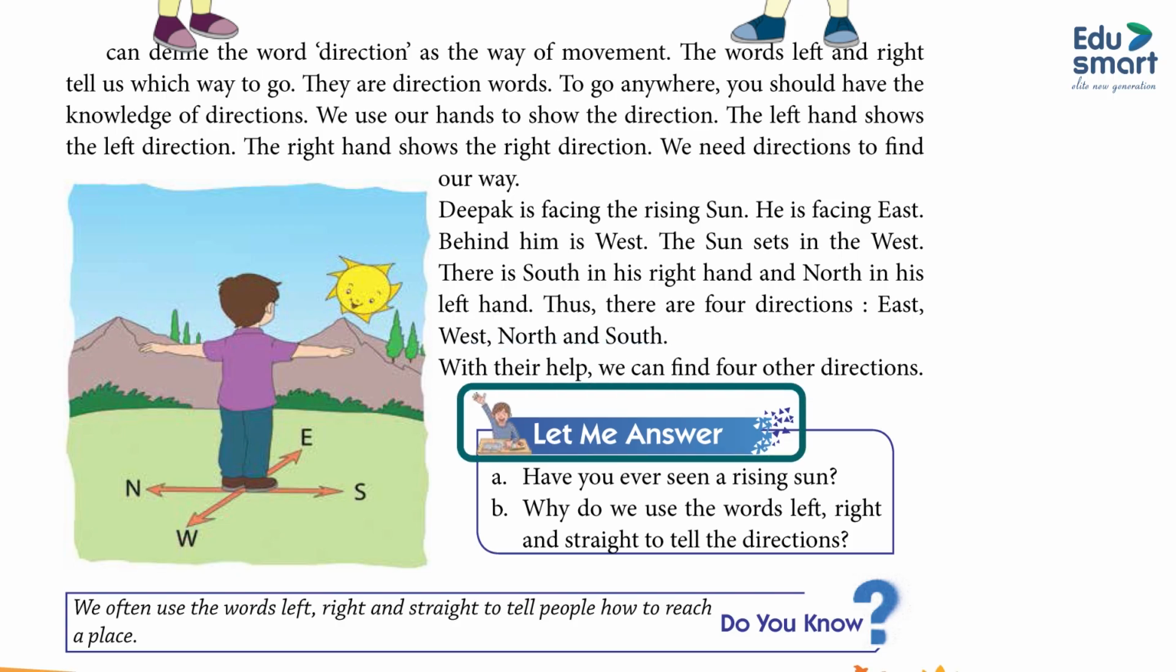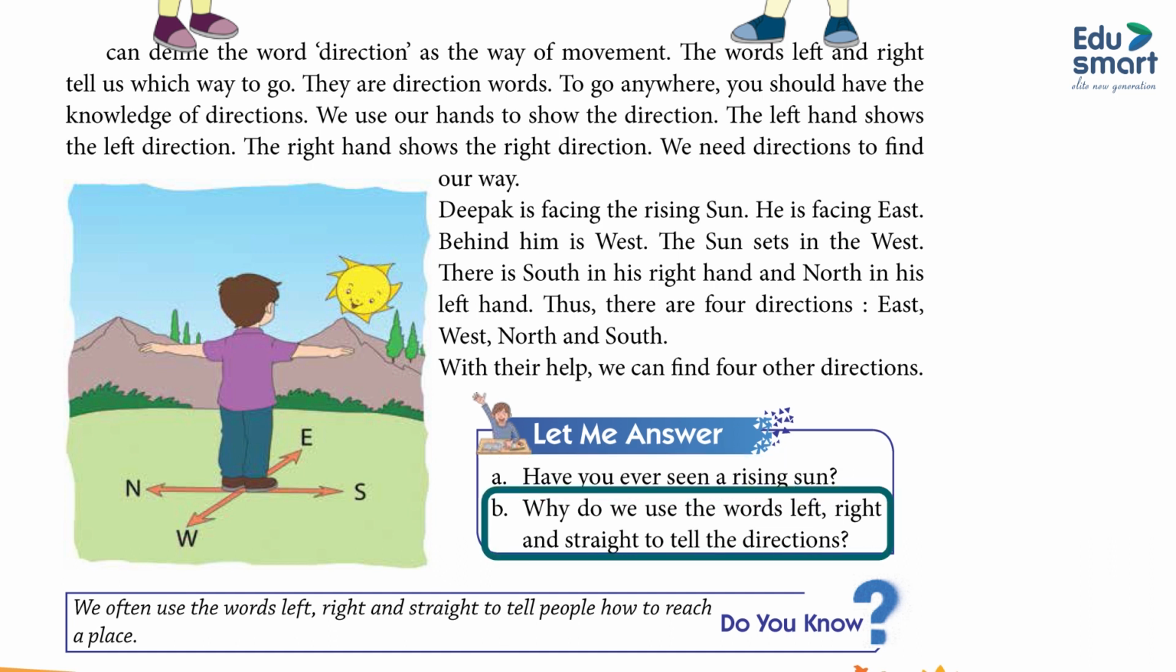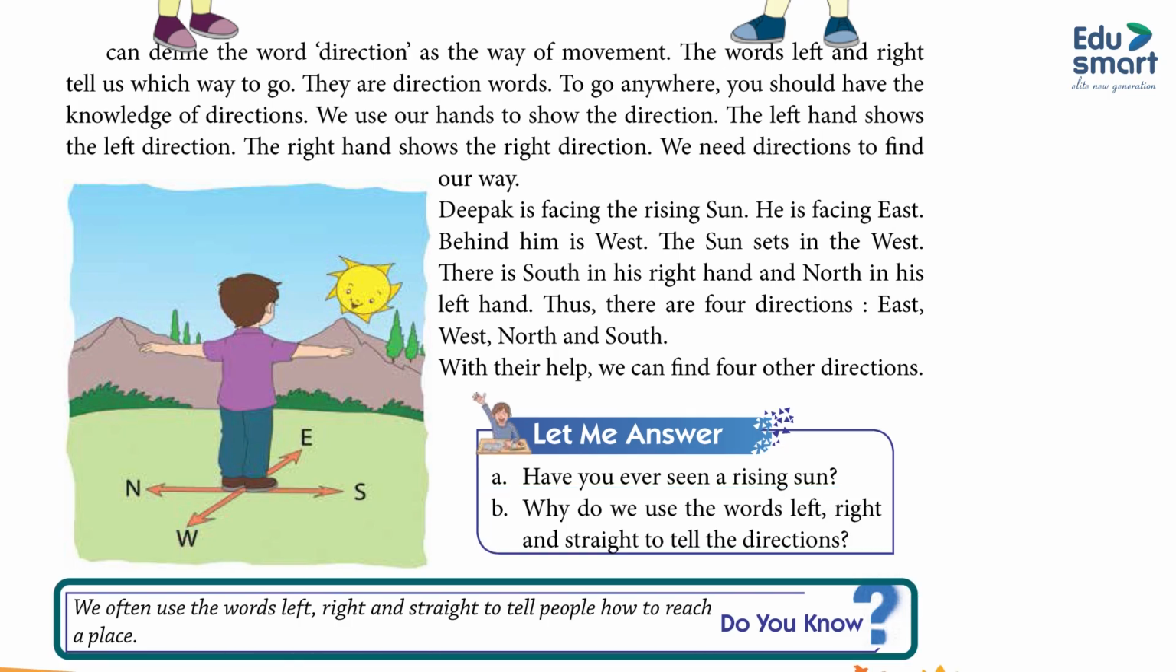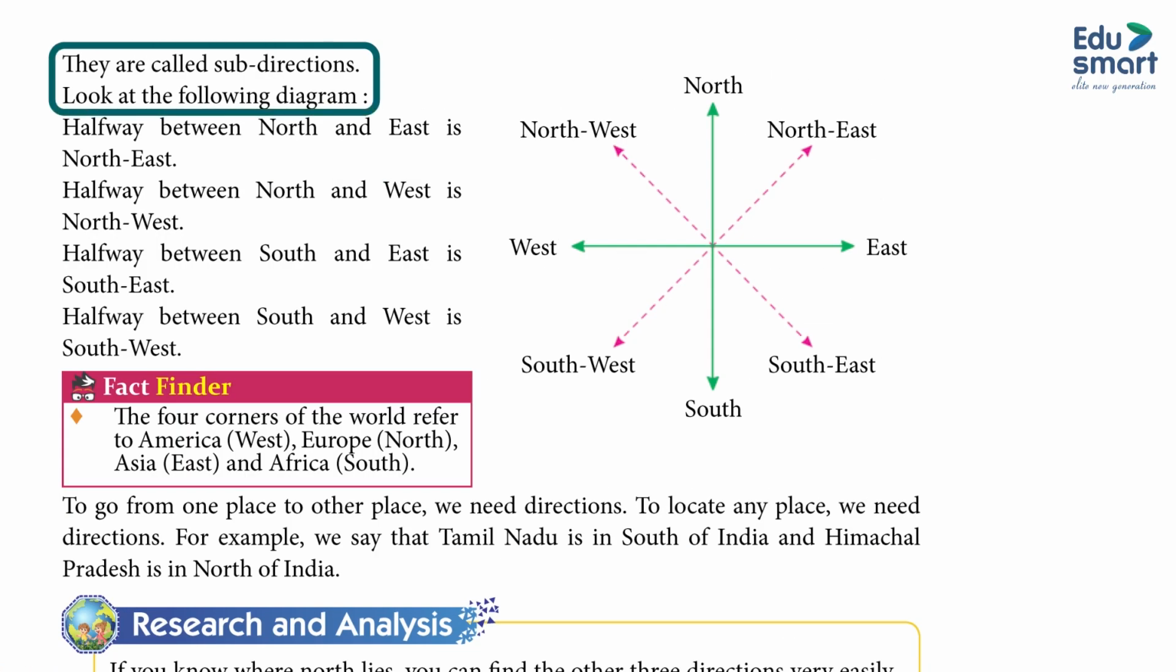Let me answer. A. Have you ever seen a rising sun? B. Why do we use the words left, right and straight to tell the direction? We often use the words left, right and straight to tell people how to reach a place. They are called subdirections. Look at the diagram.